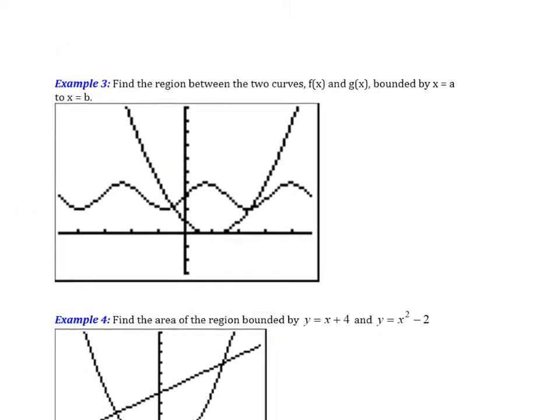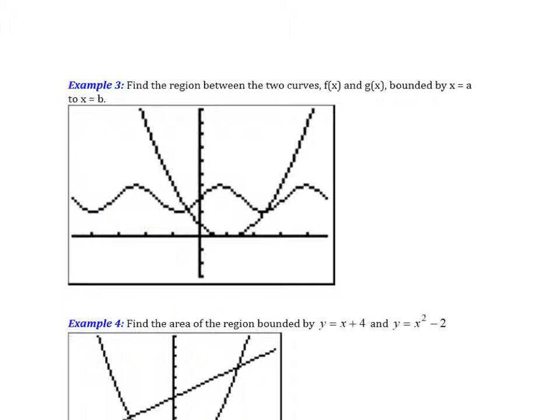Okay, so let's talk a little bit about the area between two curves. Let's call this right here f, and let's call this right here g. If I wanted to find the area between the two curves, first I'd want to find out whatever this x value is, let's call it a, and whatever this x value is, let's call it b. So I'm going to want to do an integral from a to b.